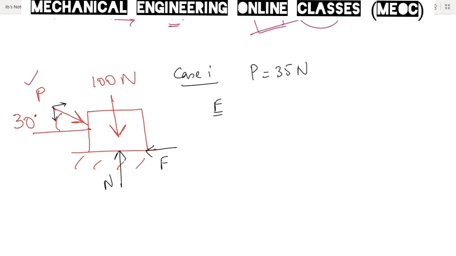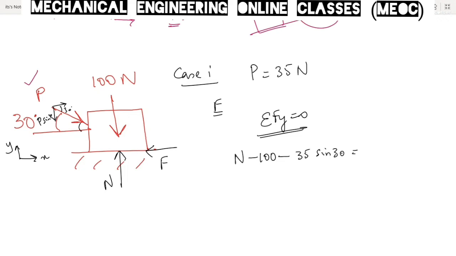Now let us write down the conditions of equilibrium. I am going to start with sigma Fy equal to 0. My x is this and my y is this. So we will take the upward forces as positive: it is N, and the downward force 100 Newton is negative, minus 100. Then P is 35. Because this angle is 30, this is also 30, and the vertical component will become P sine 30. So N minus 100 minus 35 sine 30 is equal to 0.